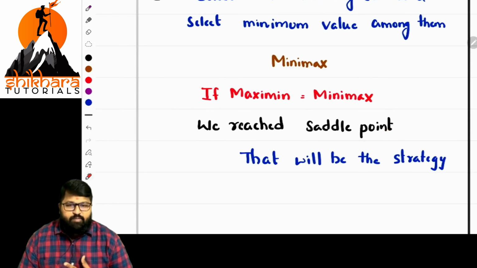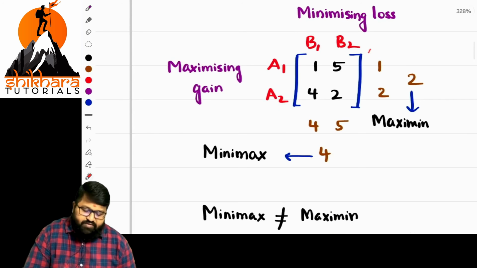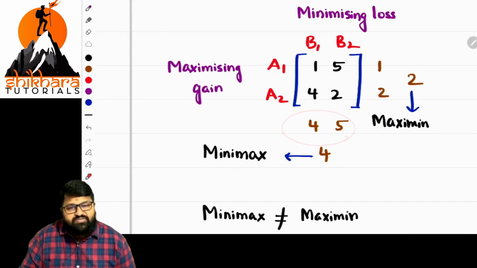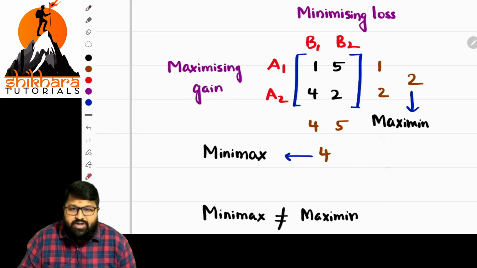If they are equal, then we reach the saddle point, and that will be the strategy there. But it depends. Let us see the first part. So here we have drafted that. So 1 and 2, what is the maximum? The value 2. And in the case of 4 and 5, what is the minimum value? 4. Are they equal? They are not equal. So the saddle point is not reached here.